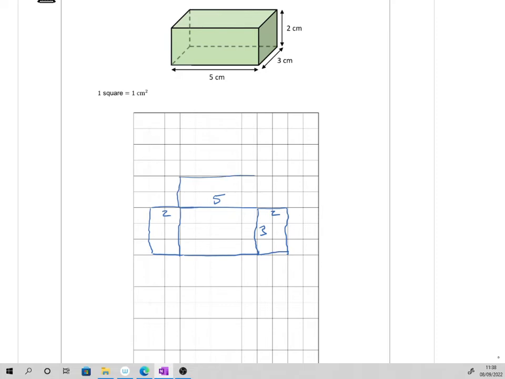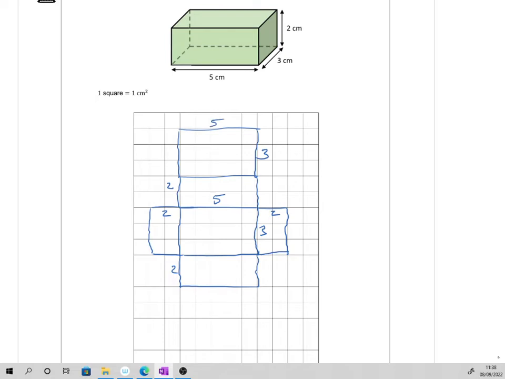and I think that's 2 there, front and back, so there's 2, and then we need the top, which is 3 by 5, so 1, 2, 3 by 5, so 3 by 5. Yeah.